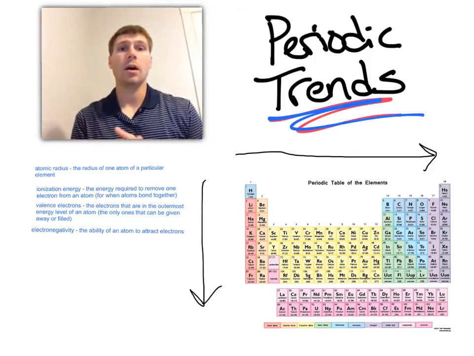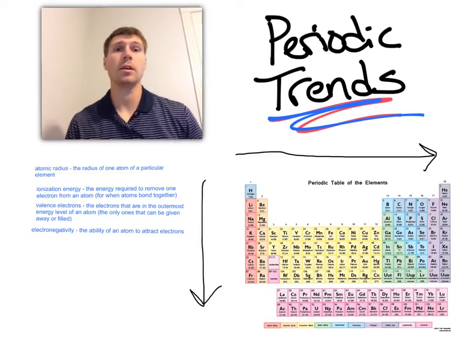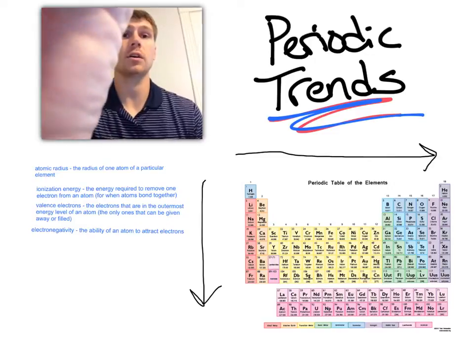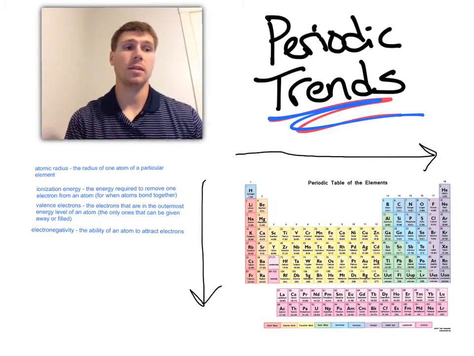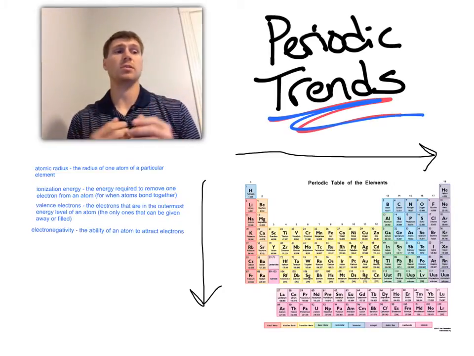Our next one that we want to talk about is ionization energy, and this is the energy required to remove 1 electron from the atom. Okay, and then again, this is kind of when they bond. So our ionization energy, let's just get you what the trends are first.